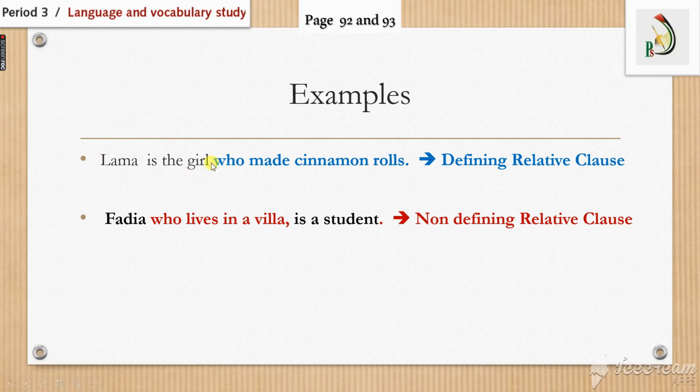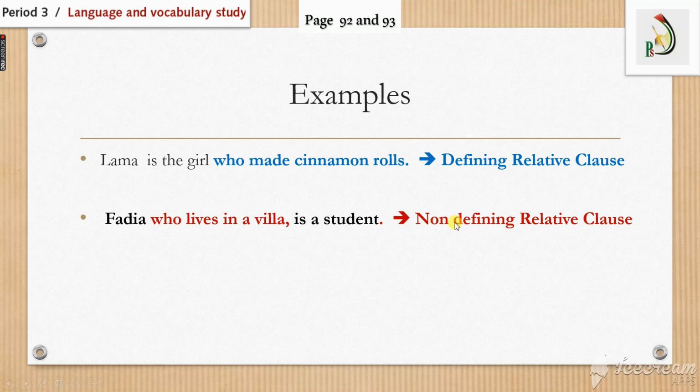See, if I stop my sentence here, Lama is the girl, the meaning will not be complete. Then the listener will ask, what? What happened to Lama? Who is she? What are you talking about? Give us more information. So, defining relative clause gives you the information which is important, which is necessary.